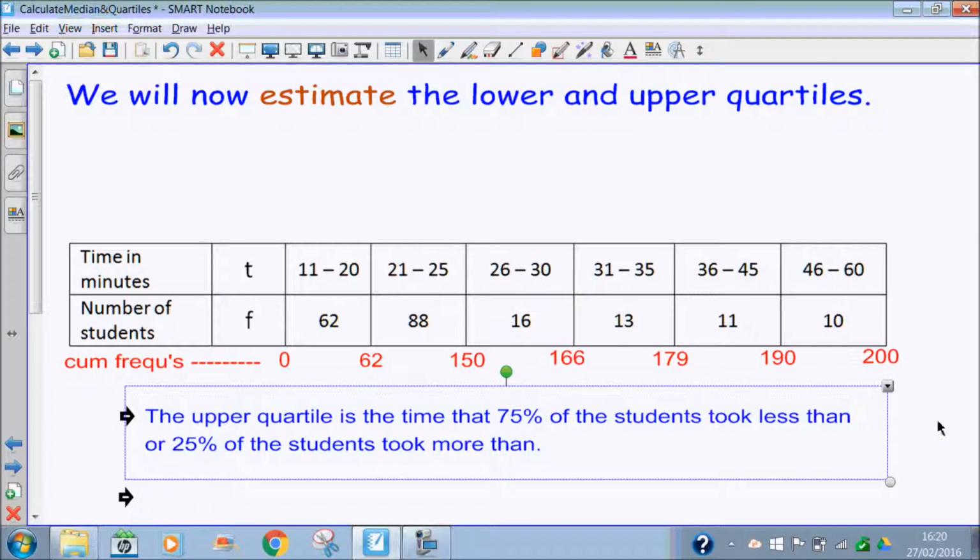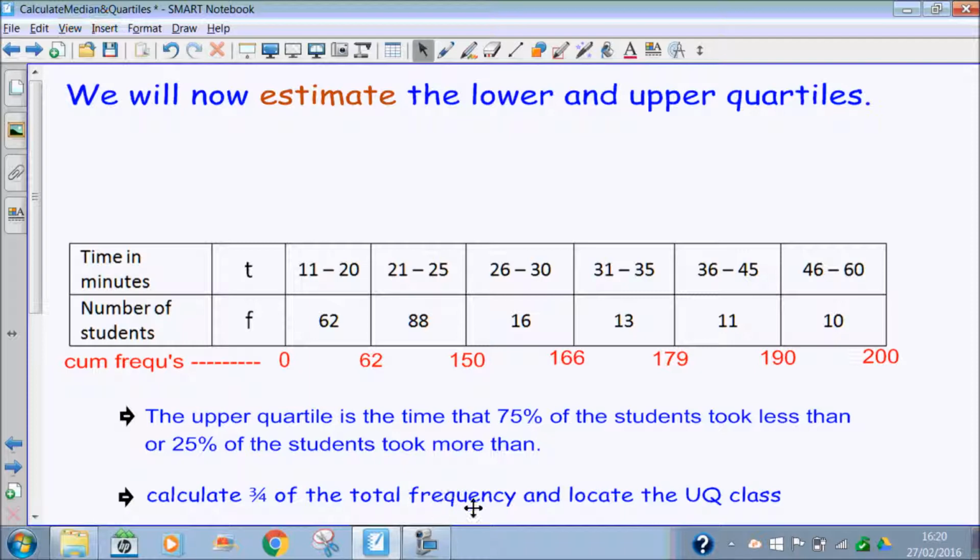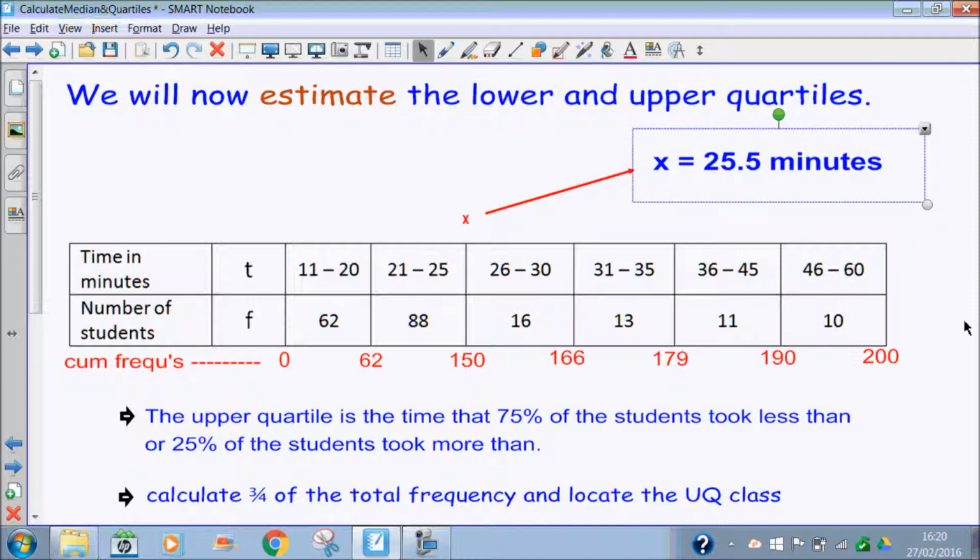Now we need to calculate the upper quartile time. The upper quartile time is the time that 75% of the students took less than, or 25% of the students took more than. So we need to calculate 3/4 of the total frequency, and from that value locate the upper quartile class. However, 3/4, or 75% of 200, is 150. And this is actually on the boundary of these two classes. So our value of the upper quartile is the boundary between the two classes, and therefore is just 25.5 minutes.